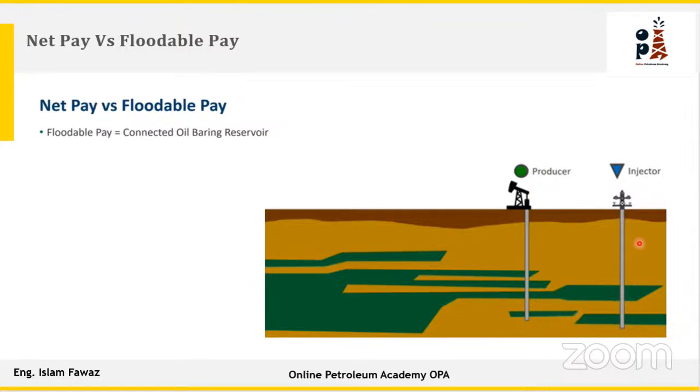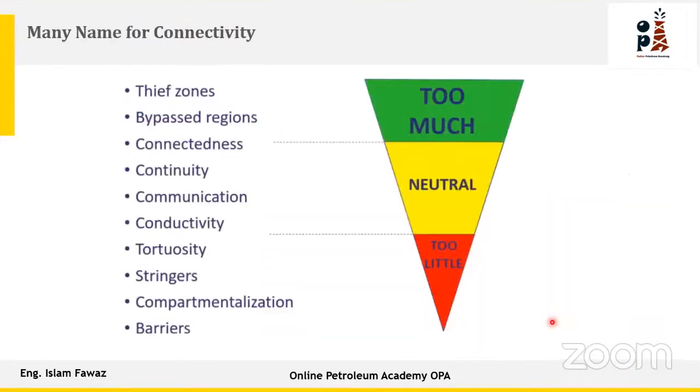As you see here, with this injector, once we inject into this interval, in this layer the injection is communicated, but this layer is not communicated with the producer. Okay, this is the not floodable pay and the net pay. So when you're talking about communication, we have different levels of communication. If we have too much communication, like we have a thief zone, so we have many definitions for this. Once we inject water, the water will cycle from the nearby producers. So you have to understand this point.